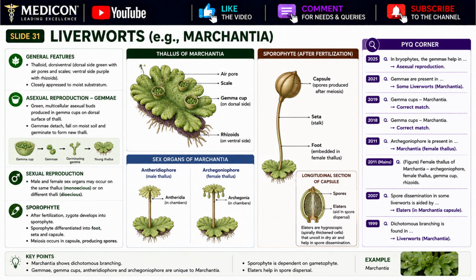Let's see the key points of Marchantia. Marchantia shows dichotomous branching. Gemma cups, antheridiophore and archegoniophore are unique to Marchantia only. Sporophyte is dependent on the gametophyte. Elaters help in the spore dispersal.